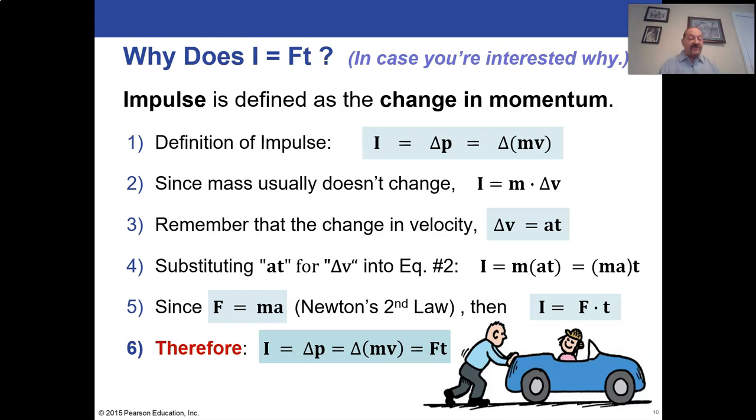If you look back at the final equation, I equals Ft, the impulse is proportional to the force. It is proportional to time. Increase the force, you increase the impulse. Increase the time, you increase the impulse. If you have the same impulse, you can increase the force and the time will go down. You increase the time and the force will go down. They are inversely proportional to one another since they're on the same side of the equation, multiplied times one another.